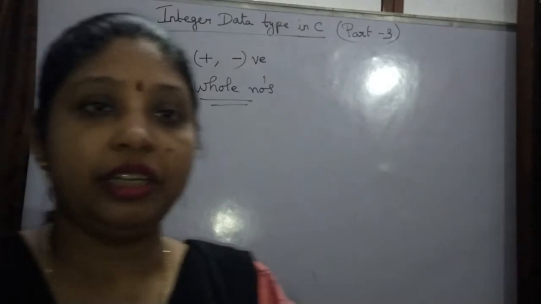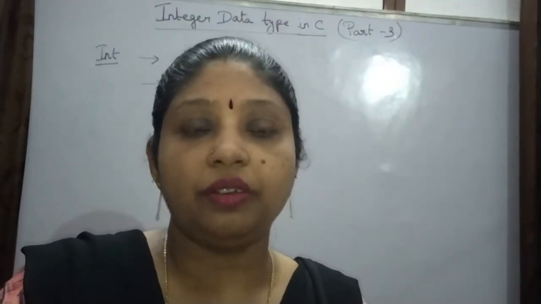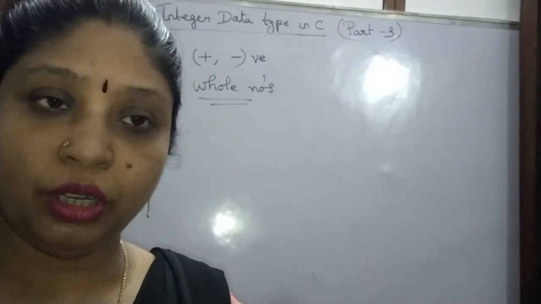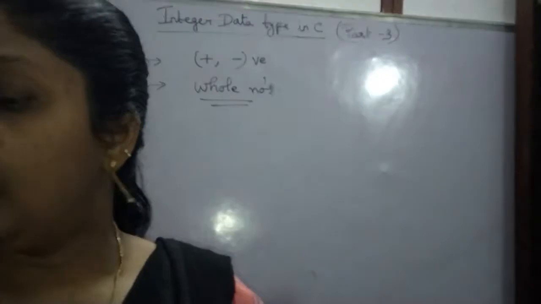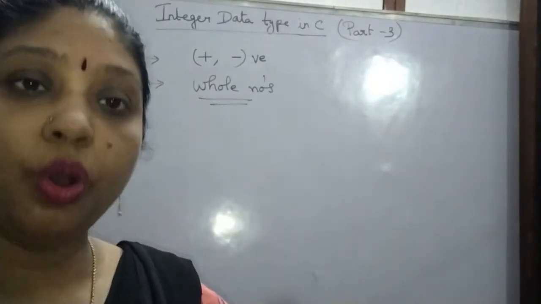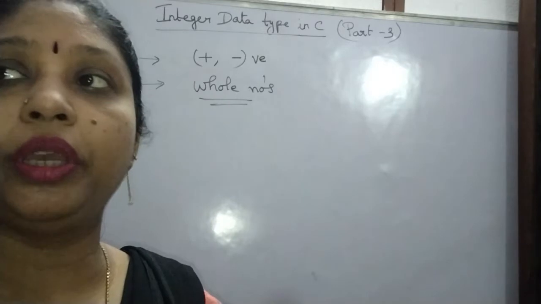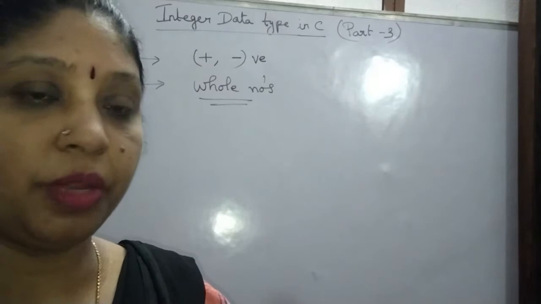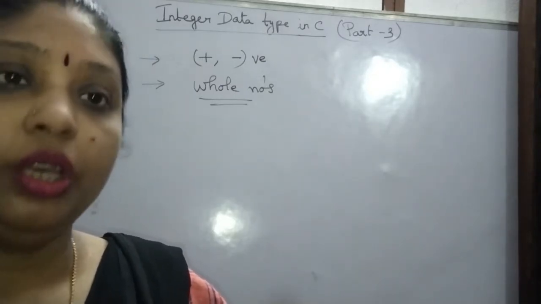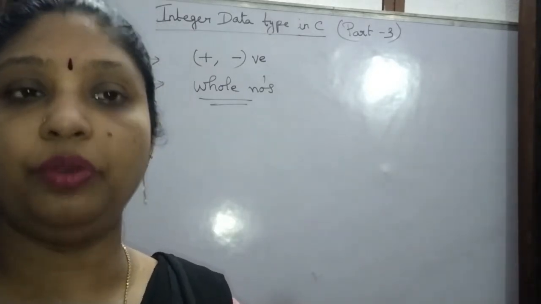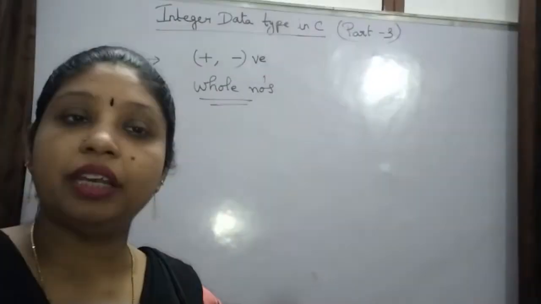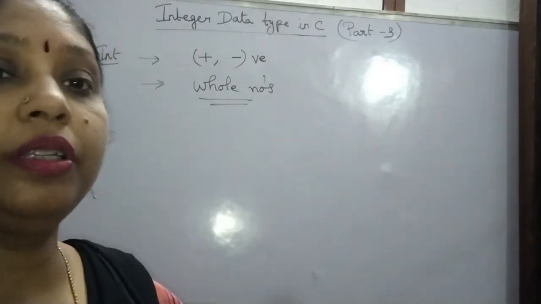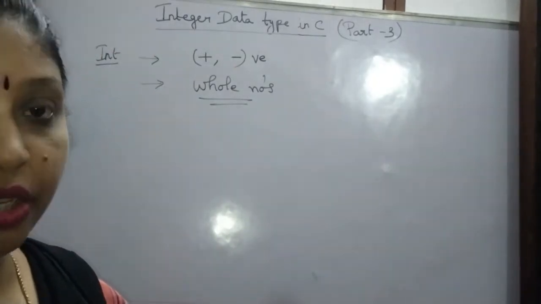So what is integer? Integer is a data type with which you can use positive and negative values, and whole numbers only it will accept. It is not going to accept a decimal part, fractional numbers, or decimal point values. So these are the two important things you have to keep in your mind when you are declaring a variable with the integer data type: it is going to take only whole numbers, as well as positive and negative values.